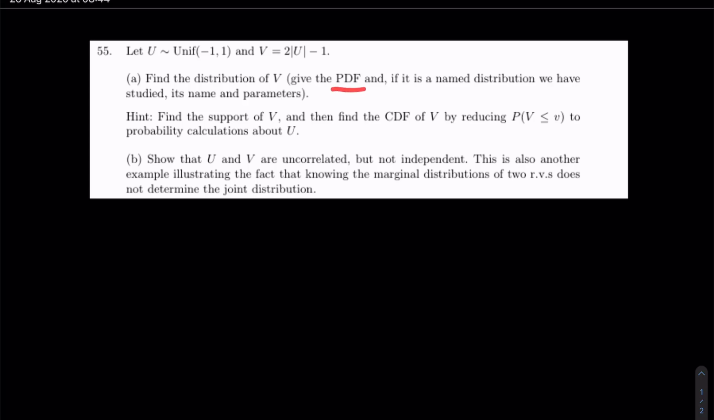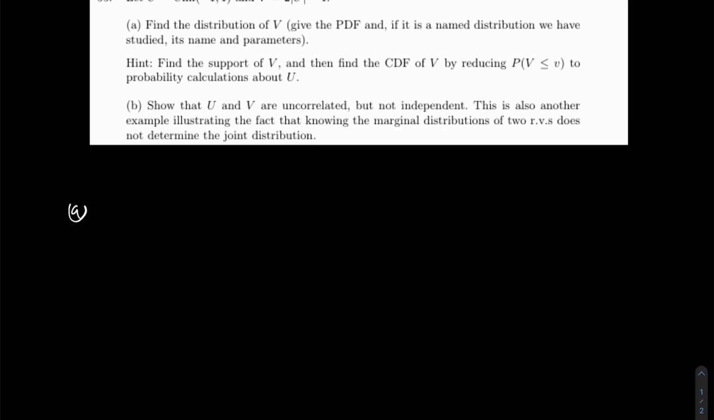And we're going to give its PDF, and we're going to name it in case we have studied it before. We're given a hint saying that we should find the support of v and then the CDF of v by reducing it down to the probability calculation of u. After that, we're going to show that u and v are uncorrelated but are not independent, so they're highly dependent.